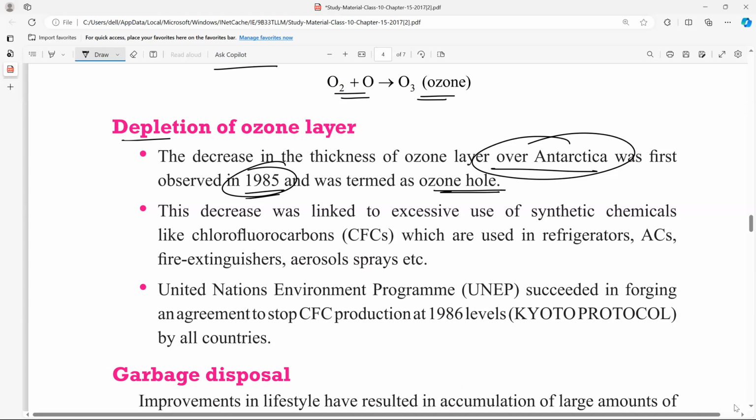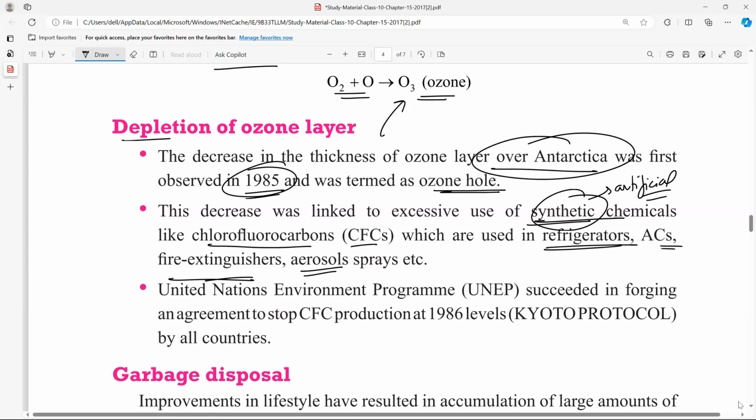Why is there a decrease? We can simply say that this is due to the excessive use of synthetic chemicals that are prepared in labs, artificial chemicals like chlorofluorocarbon, CFC. This is an important gas which was used at that time for refrigeration purposes, in refrigerators, ACs, fire extinguishers, and aerosol sprays. This gas combines with the ozone layer and depletes it.